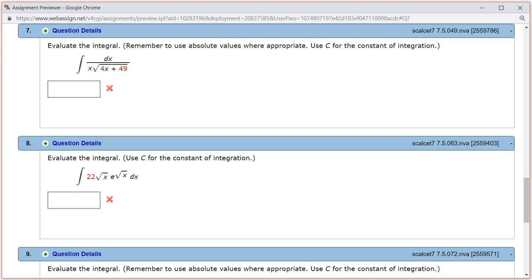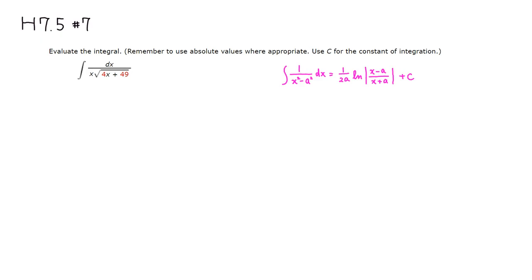All right, let's look at homework 7.5, problem number 7. This is a rationalizing substitution example, so let's do that. I'm going to let u be the square root of 4x plus 49. Since I don't like square roots, I'm going to rewrite it as the quantity 4x plus 49 raised to the 1/2 power.